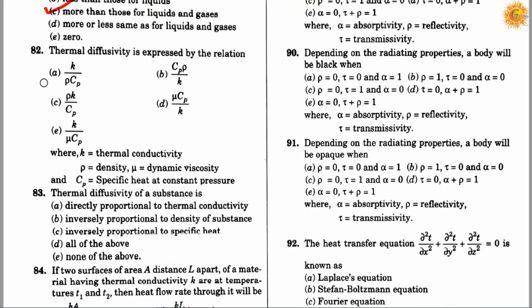Question number 82. Thermal diffusivity is expressed by the relation: option A, K upon rho Cp; option B, Cp rho divided by K; option C, rho K divided by Cp; option D, mu Cp divided by K; and option E, K upon mu Cp. Whereas K is thermal conductivity, rho is density, mu is dynamic viscosity, and Cp is specific heat at constant pressure. So correct answer is A, it will be K divided by rho Cp.